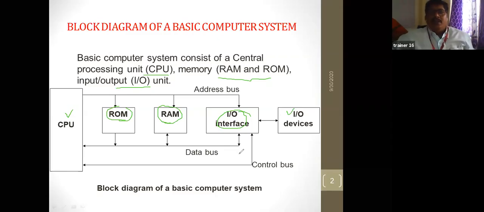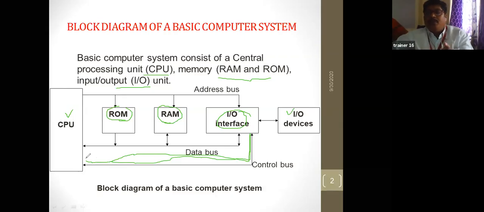Right, here this is the control bus. That means the controllers from the CPU are arranged through the control bus, right? The control bus from the CPU. For example, see here, for input and output interfaces, right?